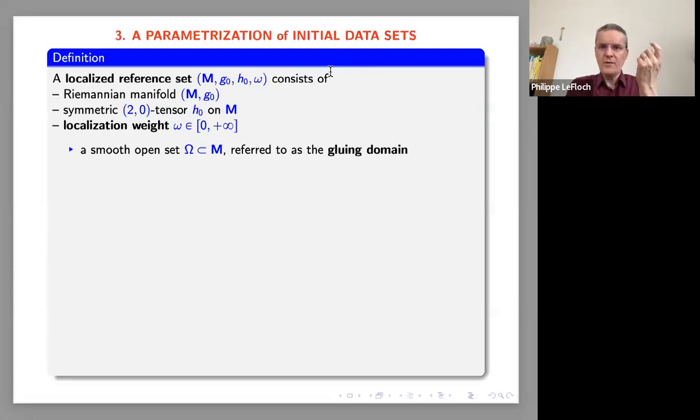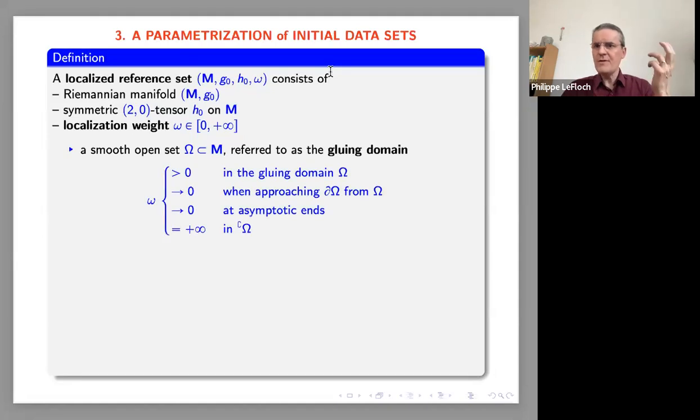A localized reference set will be a manifold, a metric, a two tensor, and a weight that helps me to localize a solution. There's a gluing domain, like before. You can really think of the examples that I just showed you, except that my framework is not restricted to this example, but keep in mind the example of the two cones. So omega will be the domain between two cones.